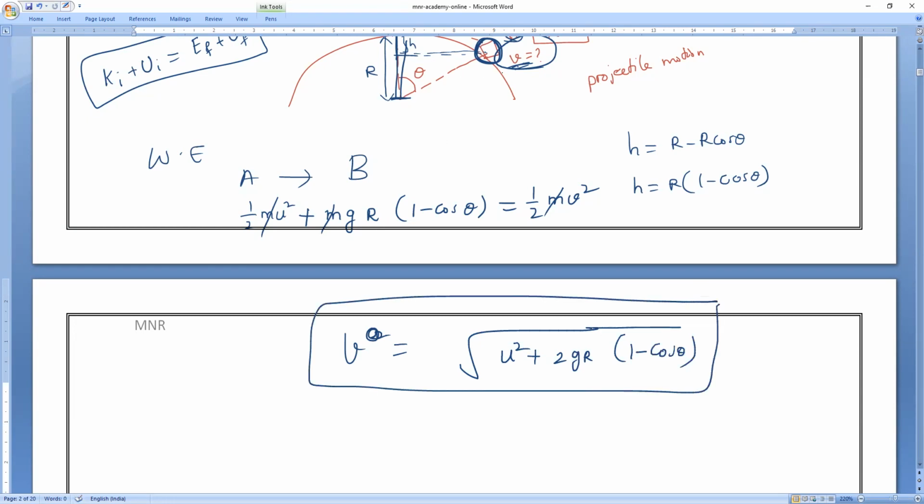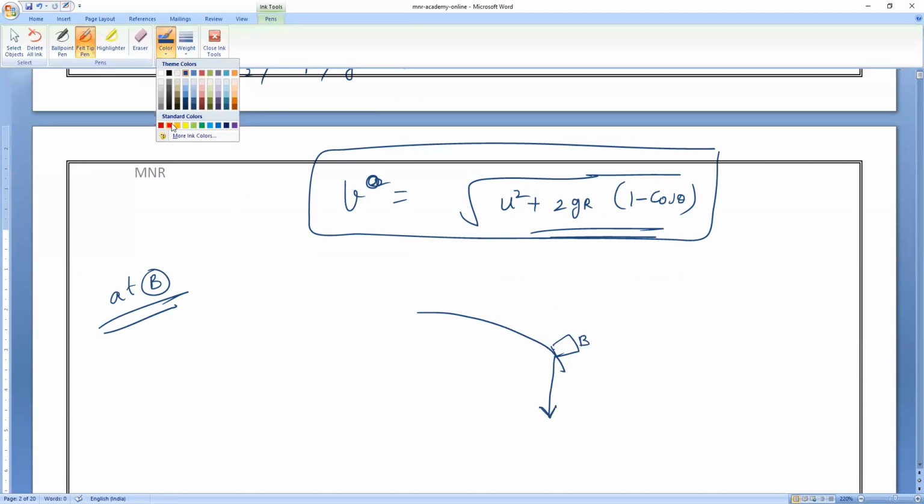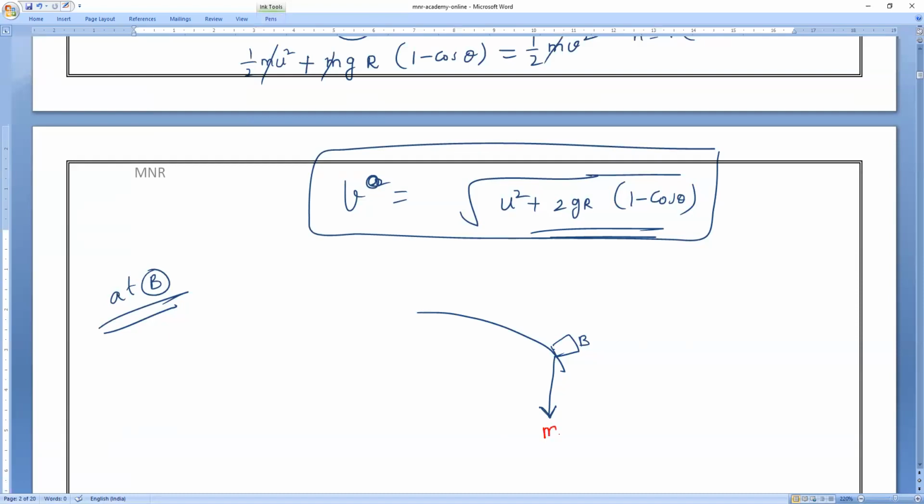So this is the velocity at the B point which we have obtained. Okay. So when the body is traveling from A to B, now at the B point, let us check it. All of you check it. If you notice here, the body has reached the B point. So at this point, something is acting in the downward direction. What is that called, everybody? There is a force acting in the downward direction, which is equal to mg, the weight of the body.